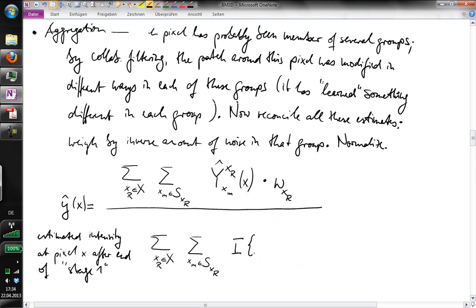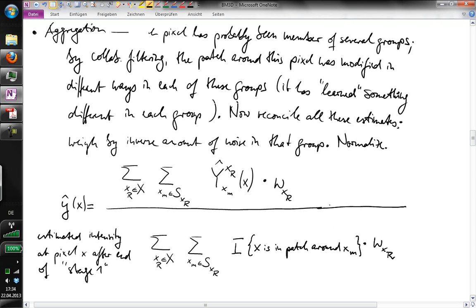So we have the indicator function that checks if x is in the patch around xm. Multiply with the weight. So the effect of this normalization is just to make sure that the weights sum up to 1.